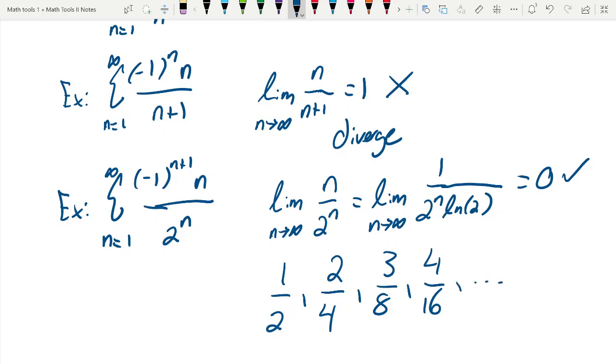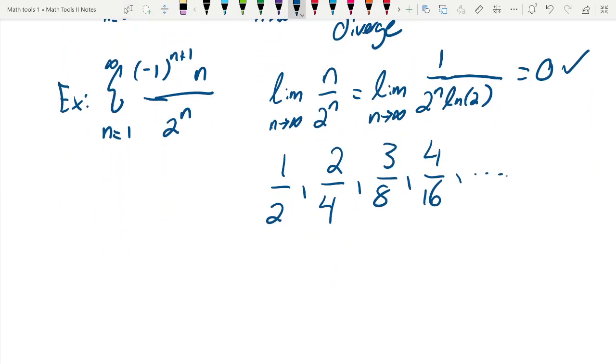Okay, so once we can establish a clear pattern here and we can see that it's getting smaller, then that's all we need to do. So by the alternating series test, this does converge.